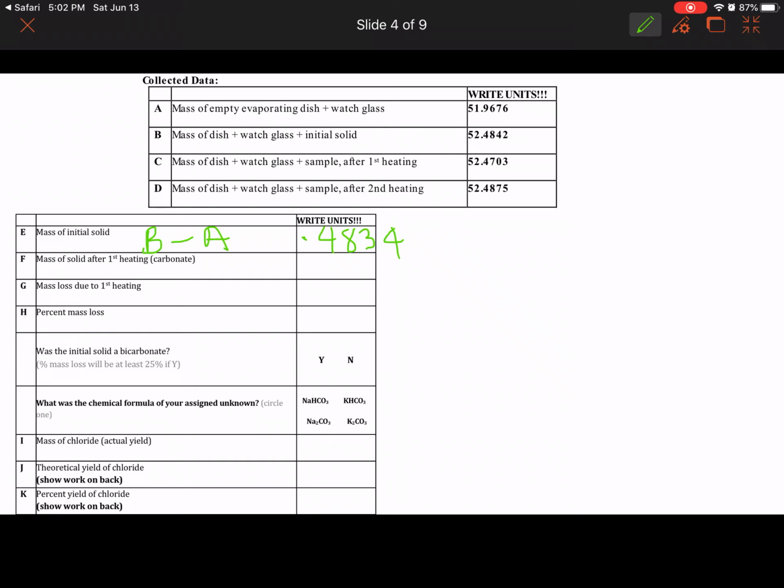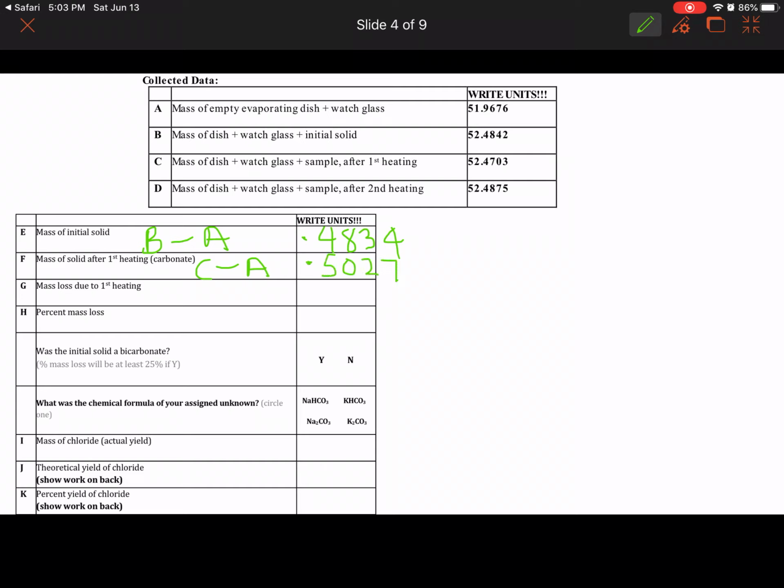Now everybody will have a carbonate, because irrespective of whether you had a hydrogen carbonate or a carbonate, everything is now converted to carbonate. So what's going to be the mass of the solid after first heating? How do you find that out? That's going to be C minus A, right? C minus A. That is going to be 52.4703 minus 51.9676. That's 0.5027.